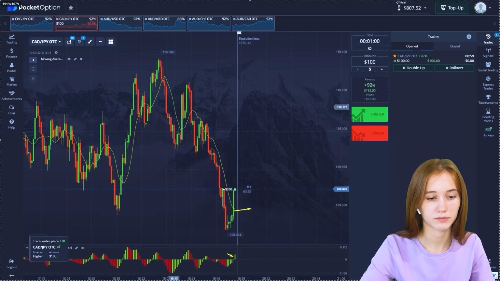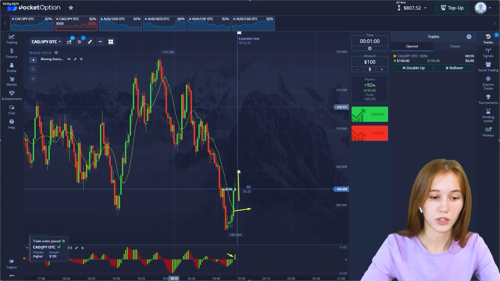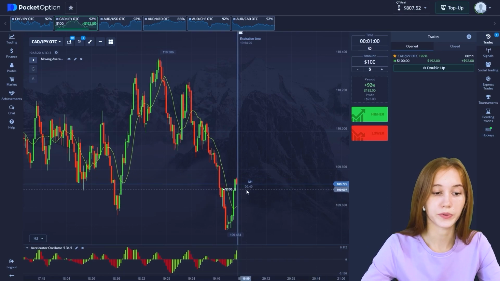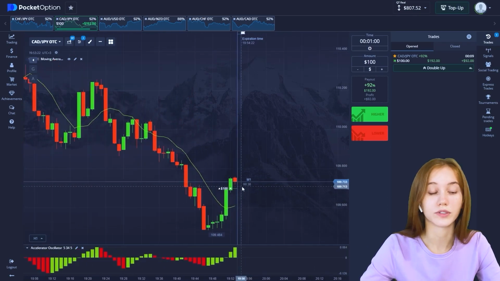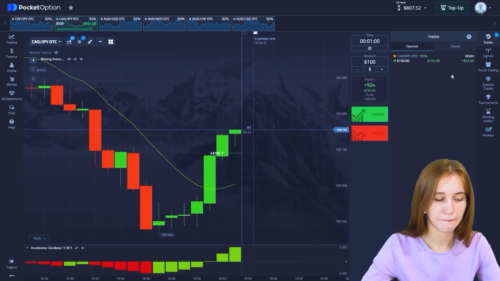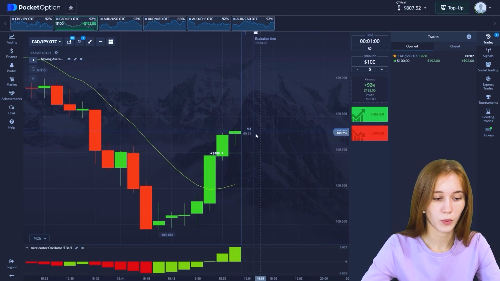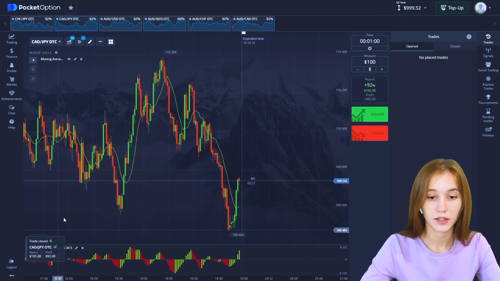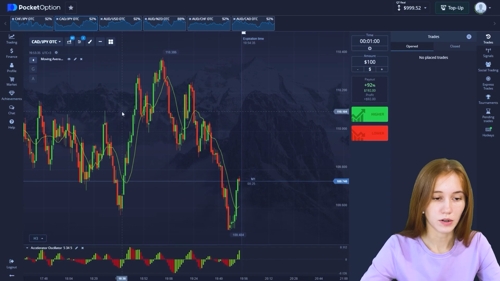Some pullback, green bars, we are going up to the resistance area. Some drawdown, let's wait for the end of our deal, seconds left. Yep, plus deal, profit is $92.